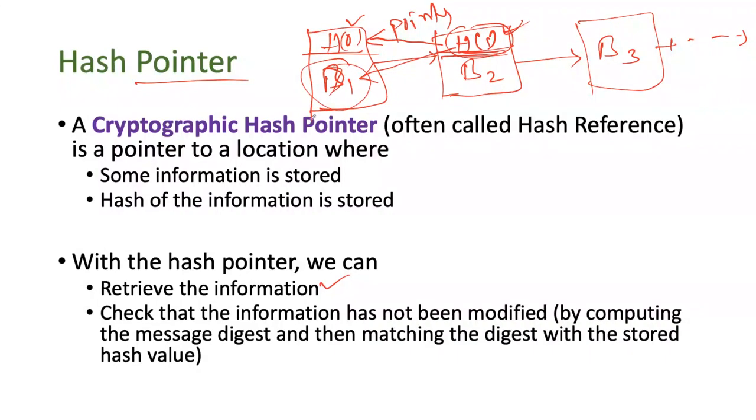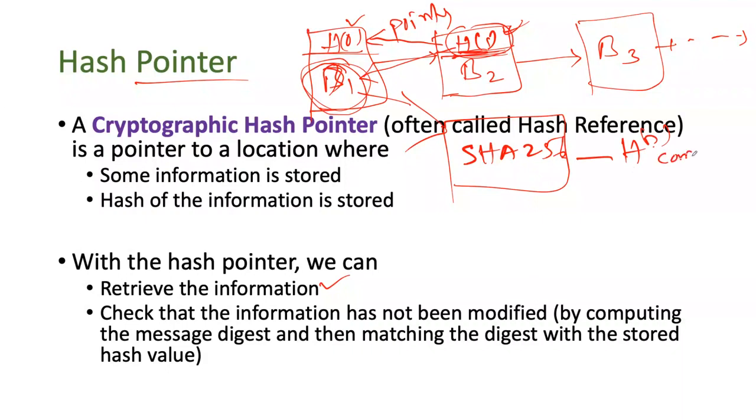So what is the meaning? We check that the information has not been modified. So use the same information which is pointed to by this hash, and supply it as input to your SHA-256 hash function and find the digest, the new hash value, and compare this new hash value with the previous one, suppose h1.